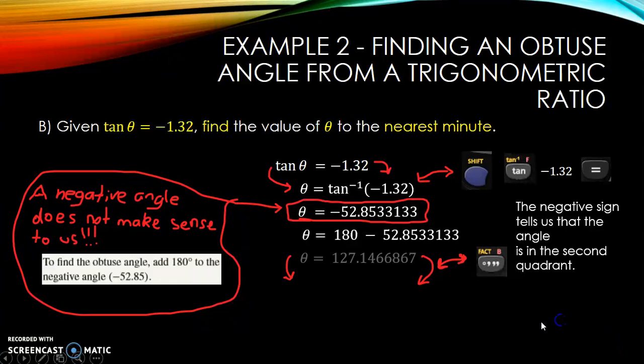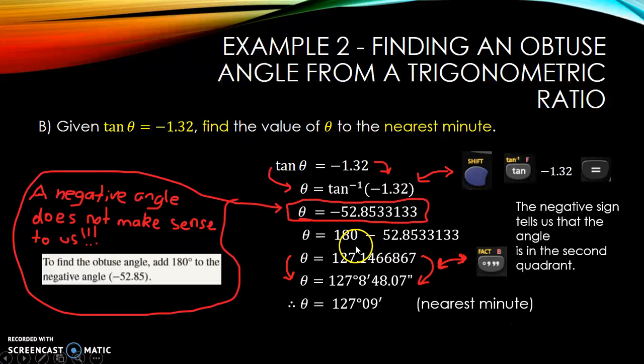And if we do this on our calculator, we get theta equals 127.1466867 degrees. Now, to find the nearest minute, we need to press our degrees, minutes, seconds button located on your calculator. And what will happen is we get 127 degrees, 8 minutes, and 48.07 seconds. Now, because that's greater than 30 seconds, we need to round the minutes up by 1. So our obtuse angle to the nearest minute is 127 degrees and 9 minutes.